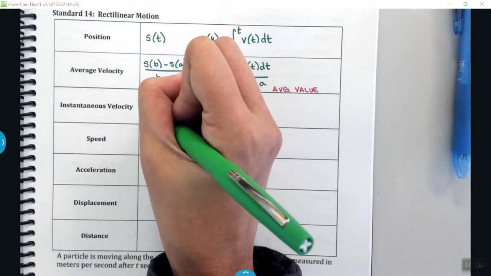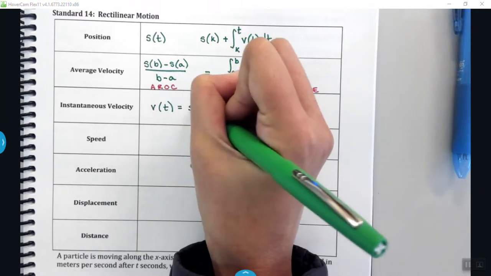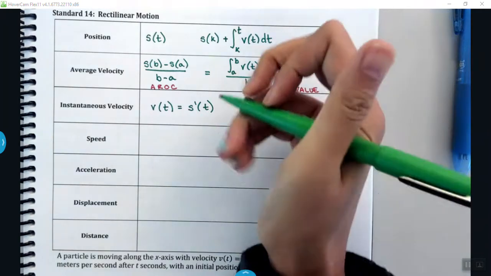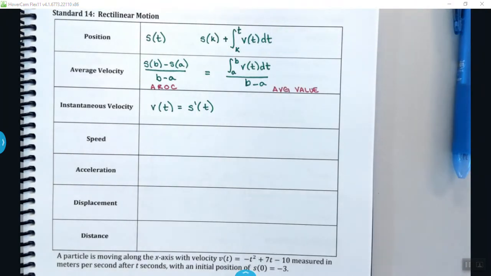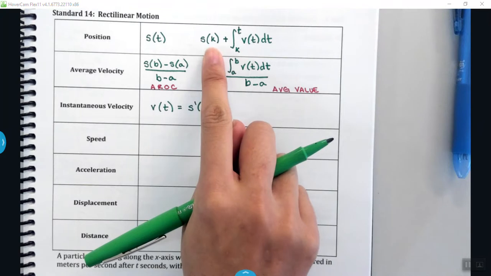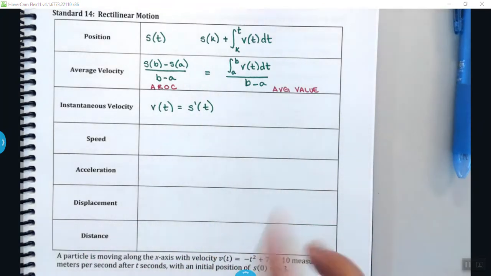Instantaneous velocity is V of t or S prime of t, the derivative. Couldn't you express it in terms of acceleration? You could, but then you would need one initial velocity plus the interval. So I didn't want to do that because you're never really going to see that.